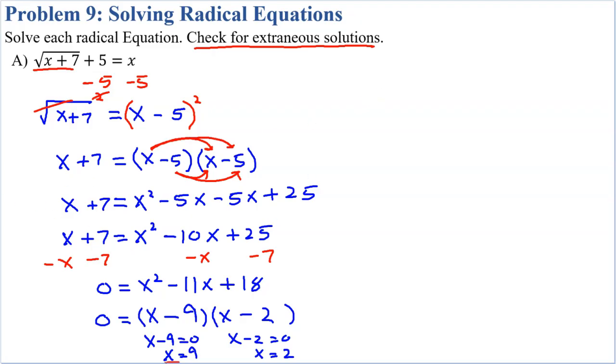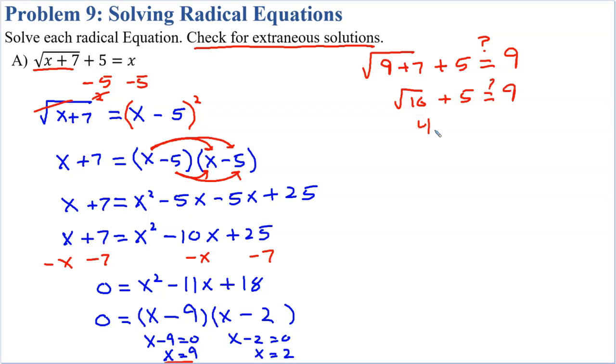Let's start off with the 9. If I go square root of 9 plus 7, plus 5, we want to see if that's equal to 9. So I suppose I could put a question mark here. 9 plus 7 is equal to 16. So that'd be the square root of 16 plus 5. We want to know, is that equal to 9? Well, square root of 16 is 4, plus 5 is in fact equal to 9. So we know that that solution does work.